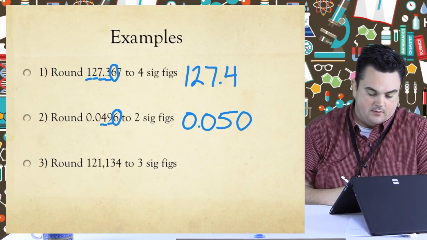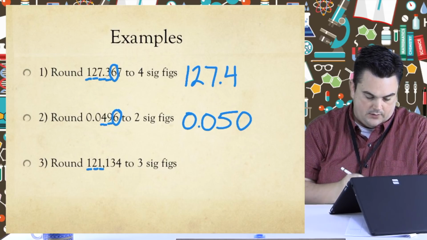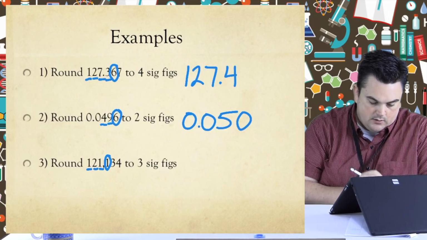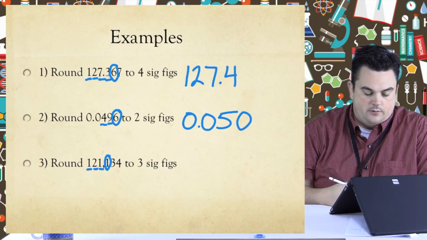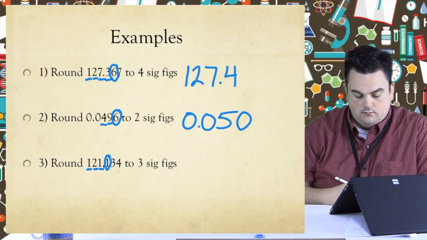Good. All right, so number 3, we're going to round 121,134 to 3 sig figs. So again, from the left, underline 3 sig figs. The 1, the 2, and the 1. And the neighbor is that 1 in the 100 spot. Now what does that number tell us to do? That's not going to do anything. That doesn't round up. That is below 5, so we're going to keep it the same.